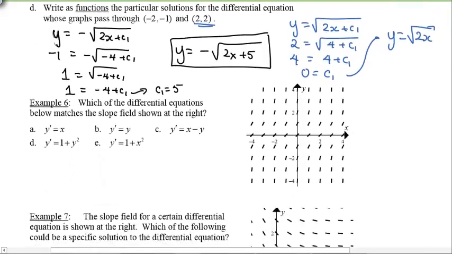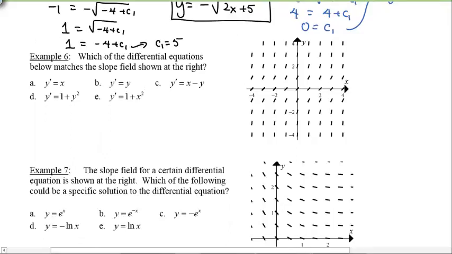Okay. 2 other types of questions you'll get. I could actually give you the slope field, and it's your job to figure out which differential equation matches up with that picture. Okay? And by going backwards, what you could do is just look at the ideas of slope fields.